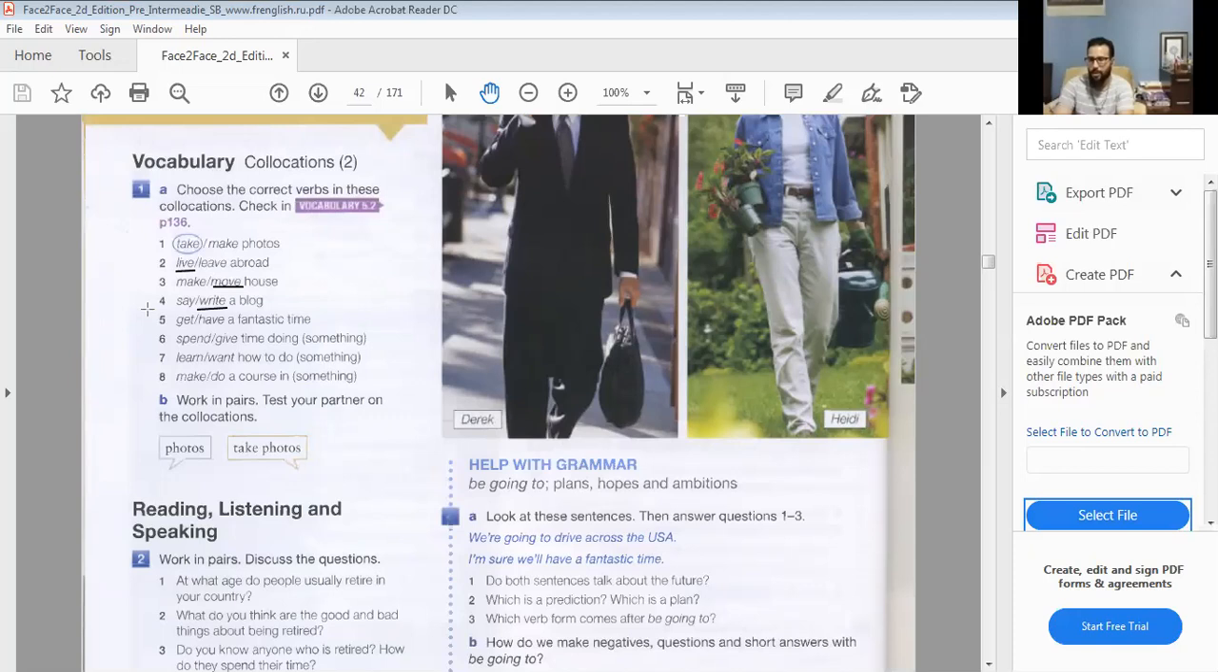Okay. Write a blog. Number 5, get a fantastic time or have a fantastic time. Have a fantastic time. What about number 6? Do we spend time doing something or do we give time doing something? Spend time. Okay. Number 7, do we learn how to do something or do we want how to do something? Learn. Learn how to do something. Number 8.